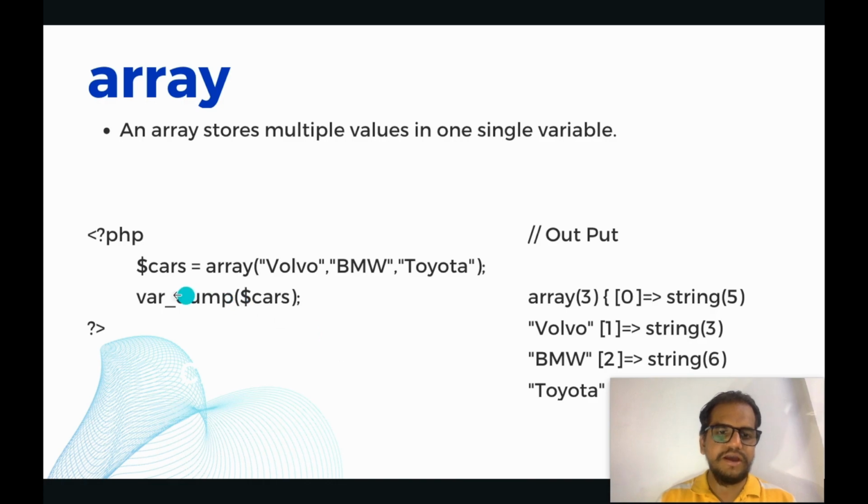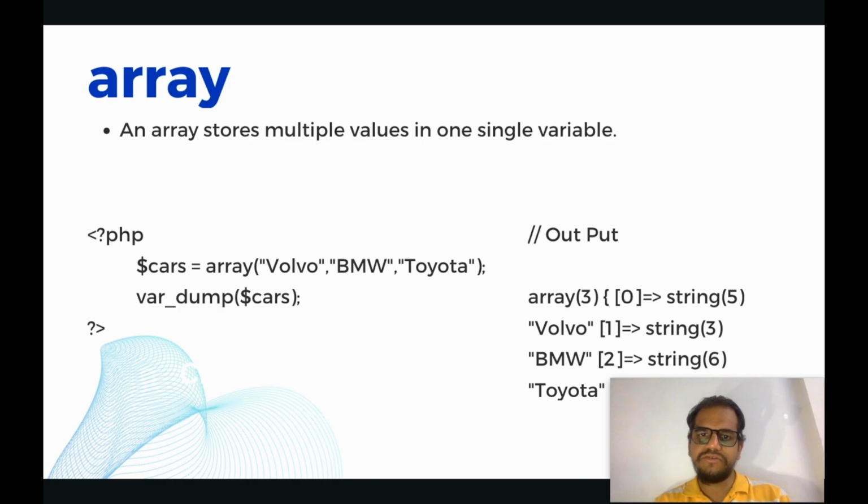Suppose we have cars, and we have multiple cars. In that case we can use an array like Volvo, BMW and Toyota. So we used var_dump here for printing the cars, and the output will be array 3. Why array 3? Because of 1, 2, 3. We have 3 cars. That's why. And one more thing here: an array works with keys and values.